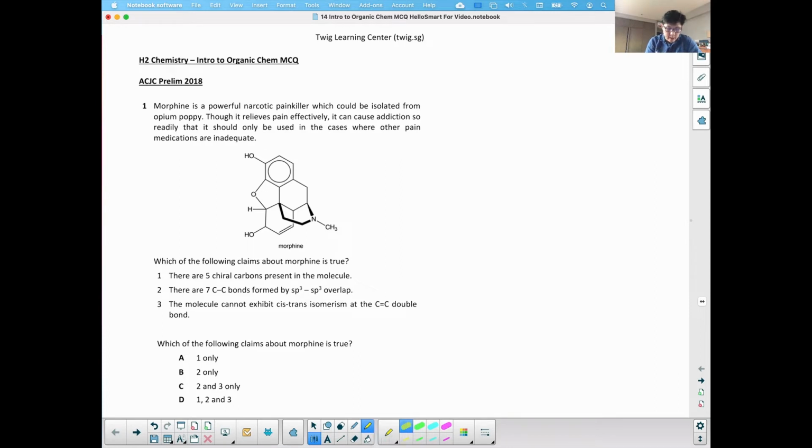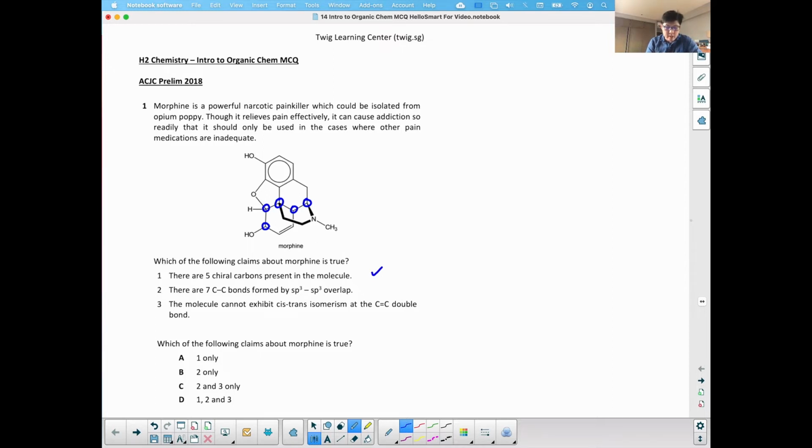I believe there are 5 chiral carbons here: 1, 2, 3, 4, 5. Yeah, these are the 5 carbons that I just highlighted. So this statement is definitely true. No more chiral carbons.